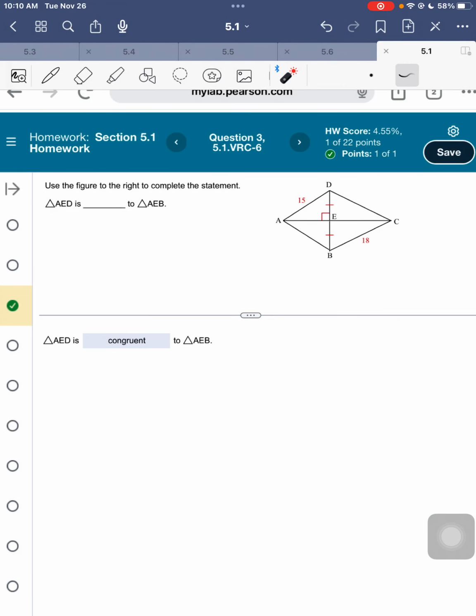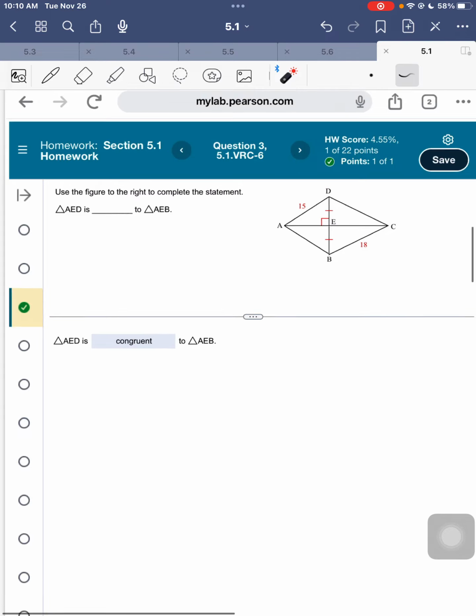Alright guys, so we're gonna start the chapter 5 test review, obviously starting with 5.1, and then we're gonna do the rest of them. I might chop it down, like I might do 5.1, 2, and 3 in one video, and then 5.4, 5.5, 5.6 in the other, but who knows. Alright, so let's start here.